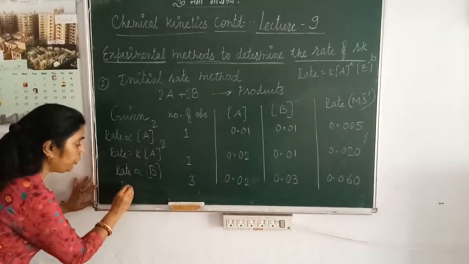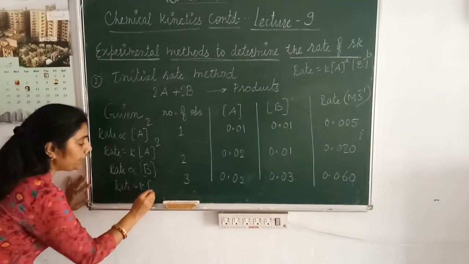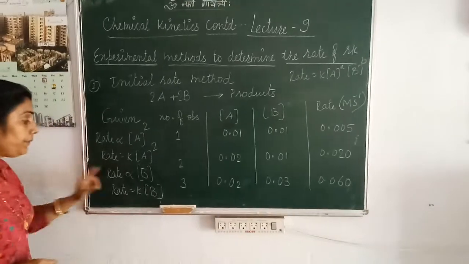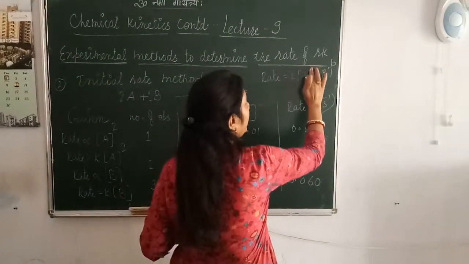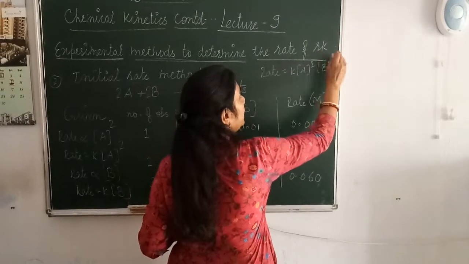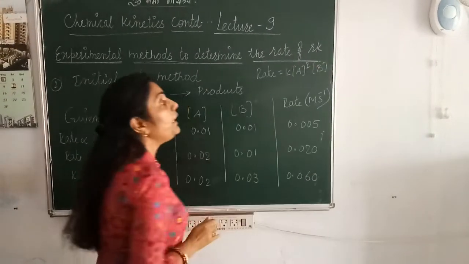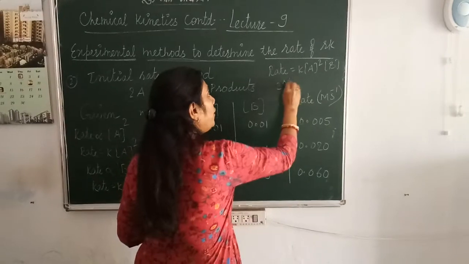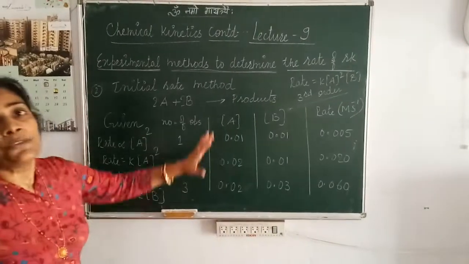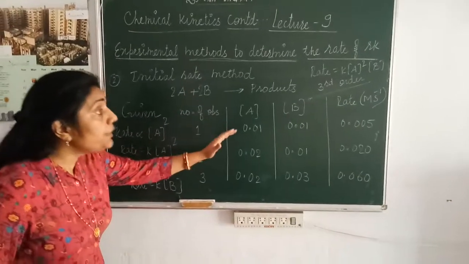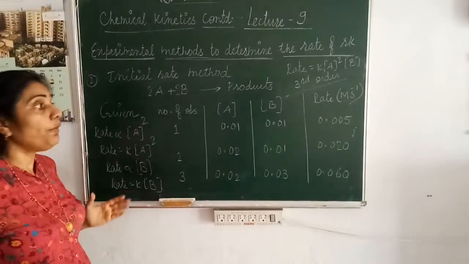So with respect to B, the reaction is in which order? First order. So the overall order of the reaction: with respect to A it is 2, with respect to B it is 1, and the overall order of the reaction will be third order. So it is very simple and easy to determine the order of reaction.